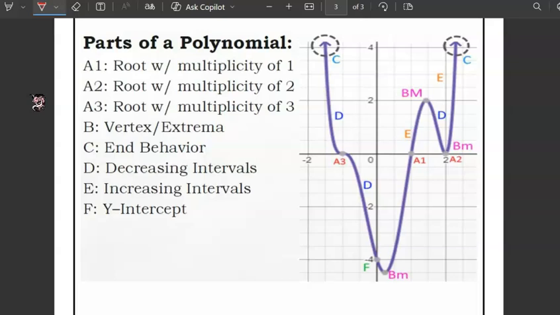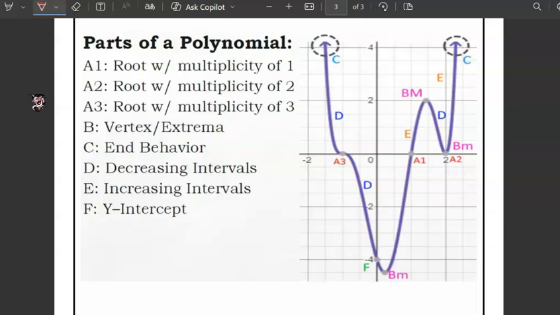The last part of this page, we have parts of a polynomial. The A1 is a root with a multiplicity of 1. A2 is a touch. It has a root with a multiplicity of 2. A3 is an inflection point. It has a multiplicity of 3.